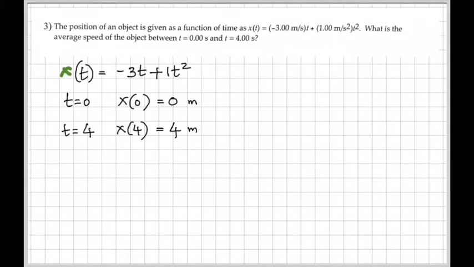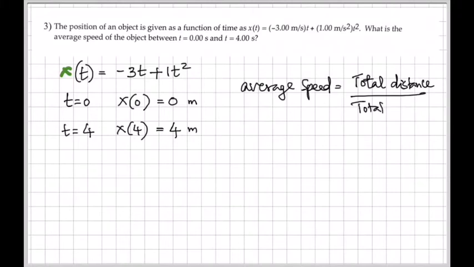Saying speed, should we ignore the negative? Ignore what negative? In the function? No, don't do that, please. A position can be negative. It's total distance by total time. I just wanted to complete this, that's all. So you get 1 meter per second, right?